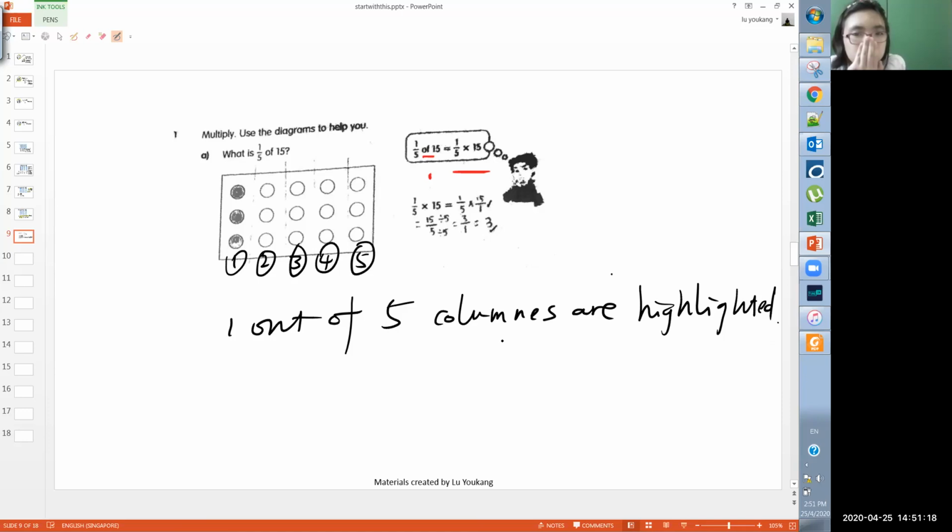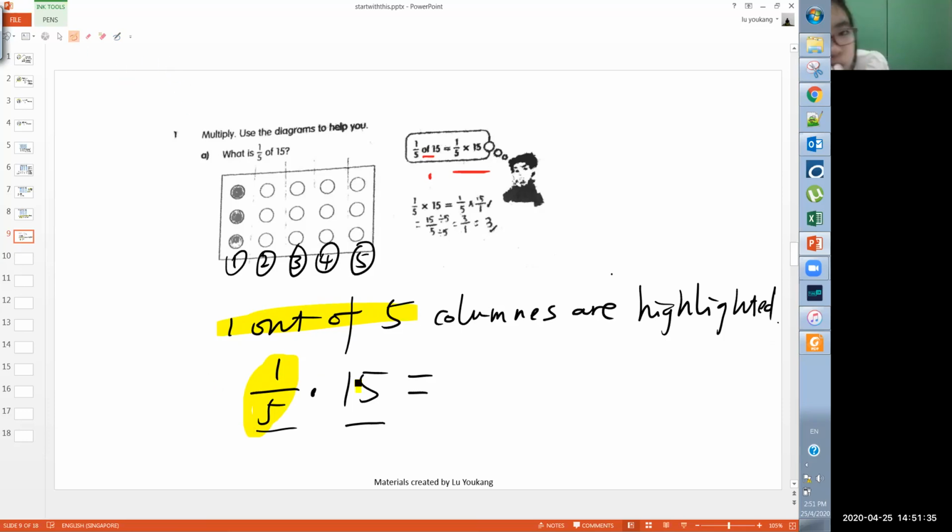Okay. So 1 out of 5 columns are highlighted. So that means 1/5 times total. Total is how many? 15. That's why you get 1/5 times 15. So 1 out of 5 will give you 1/5. And the 15 is the total. So that's why you get this: 1/5 times 15. Can you see? The reason is 1 out of 5 columns.